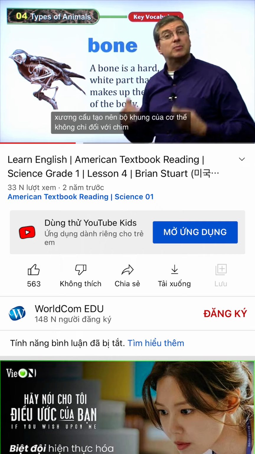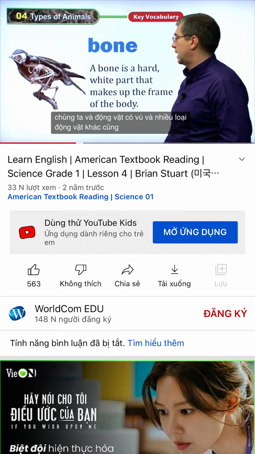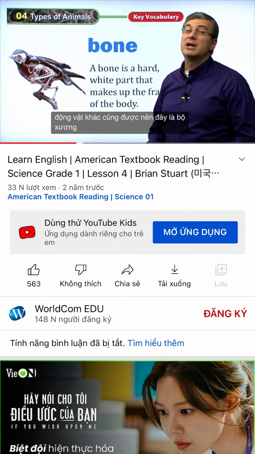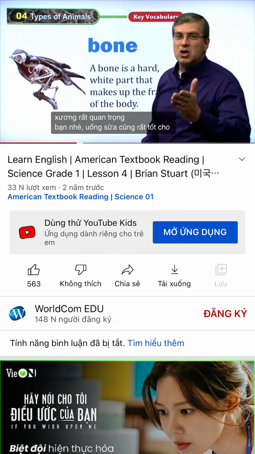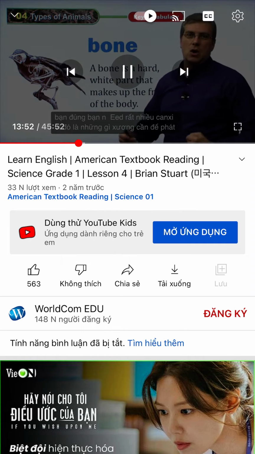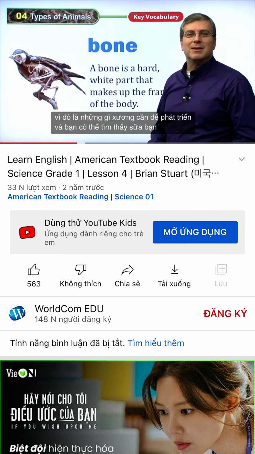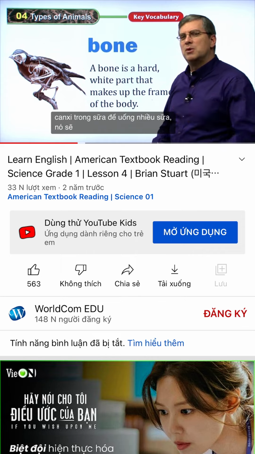And not just for birds, but also for us and mammals and many other types of animals, okay? So this is the bone. Bones are very important, okay? Also, it's good for you to drink milk to help your bones, right? You need a lot of calcium because that's what bones need to grow. And you can find calcium in milk. So drink a lot of milk, it will help your bones.